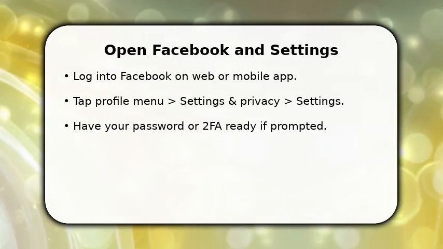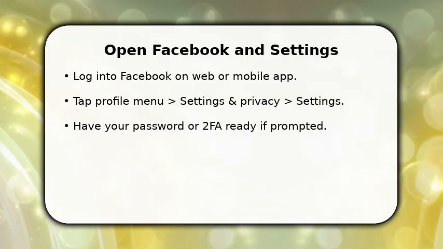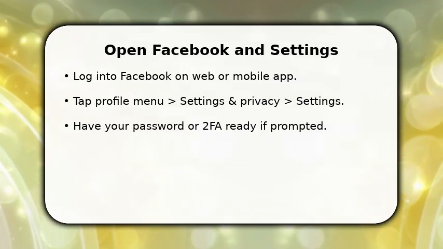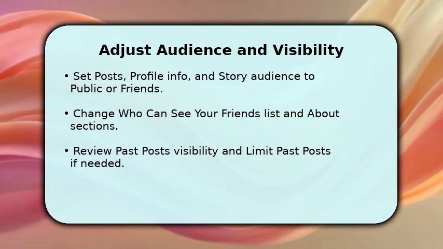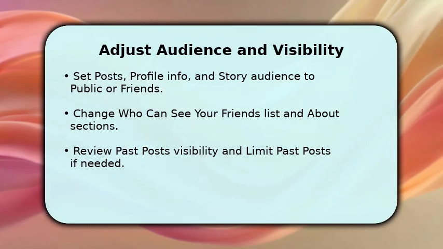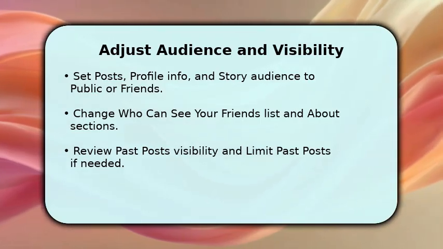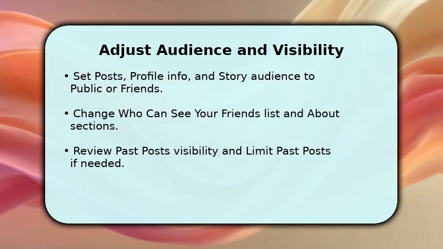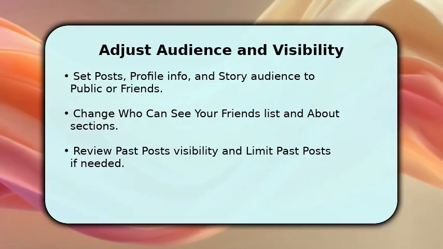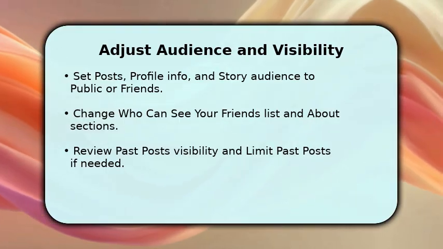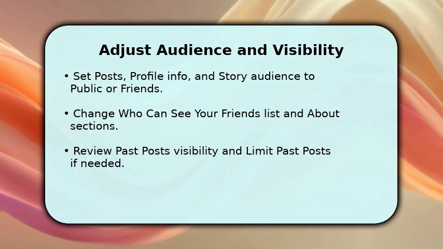Locate the audience and visibility controls for posts, profile info, and friend list so you can change who sees your content. Now you'll change each audience setting. Tap Who can see your future posts. And pick public or friends depending on how open you want to be. Then edit profile sections like About, Friends List, and Stories. Switch audience selectors to public if the goal is less privacy.